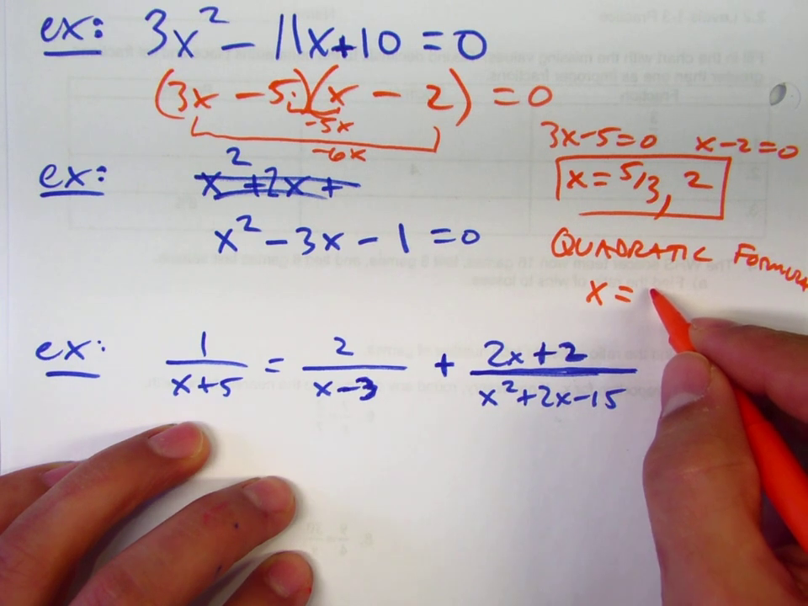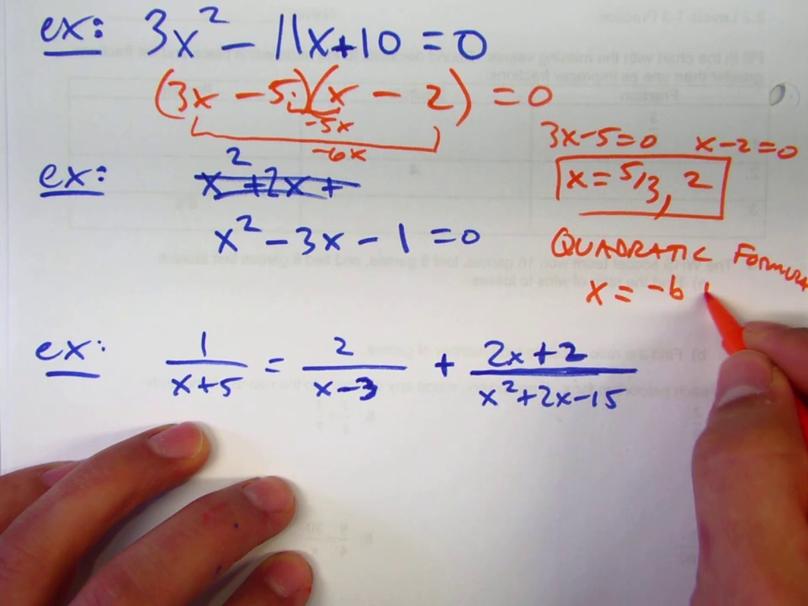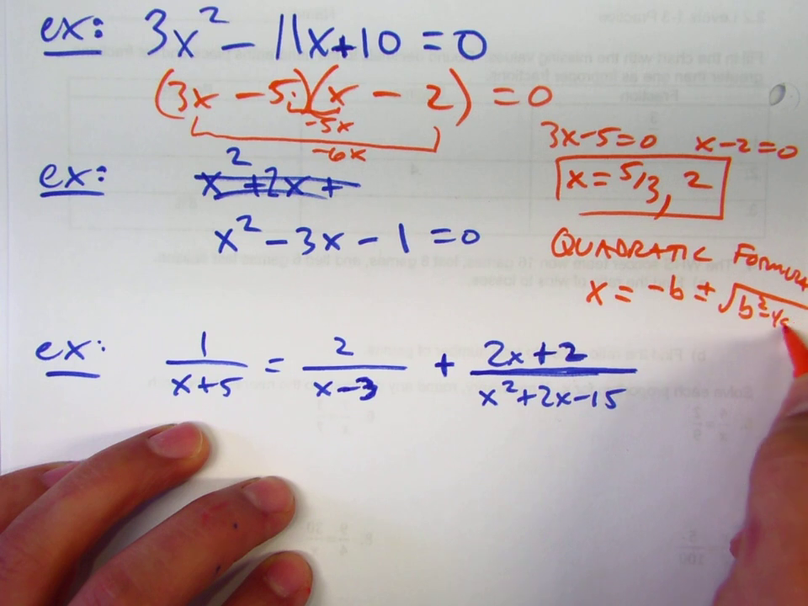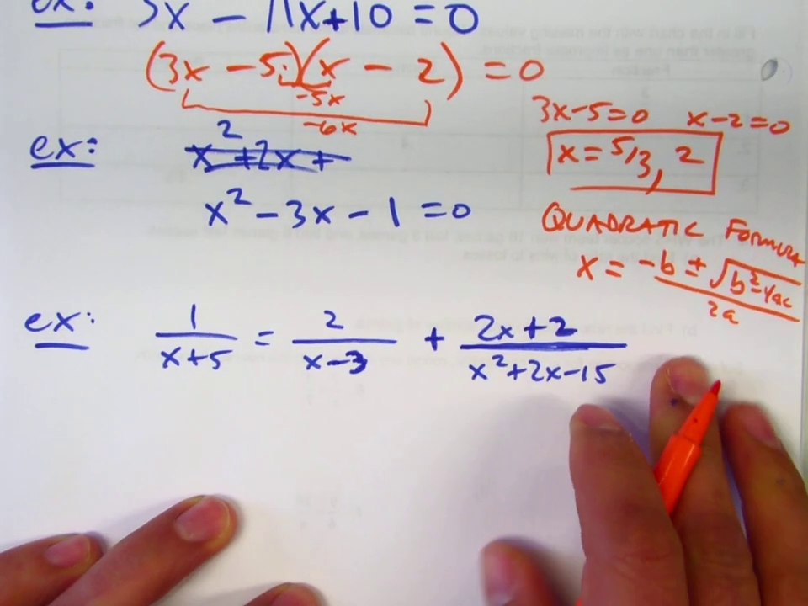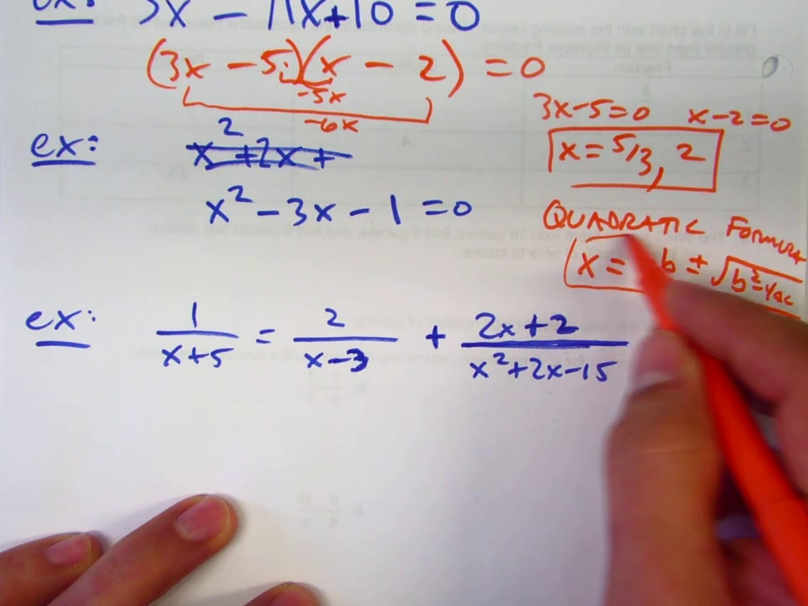Yeah, sing the song if you don't remember it. Opposite of b plus or minus the square root of b squared minus 4ac all over 2a. Okay? Write it down if you don't remember it. You should know it. Okay?